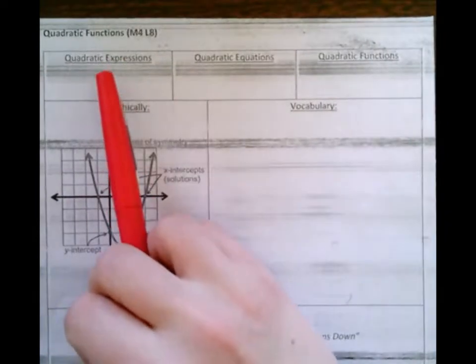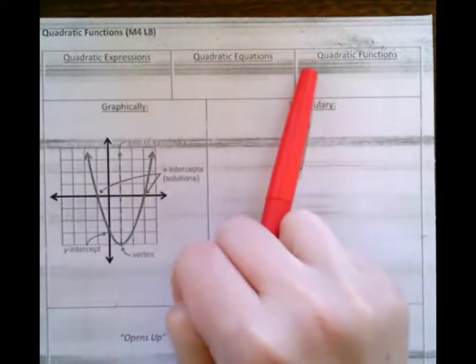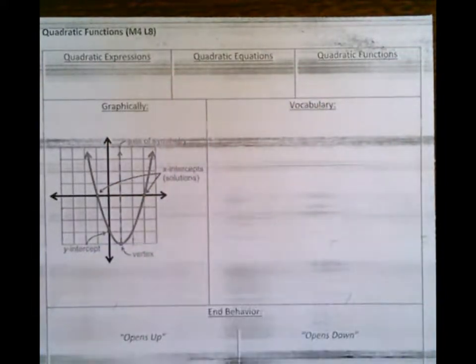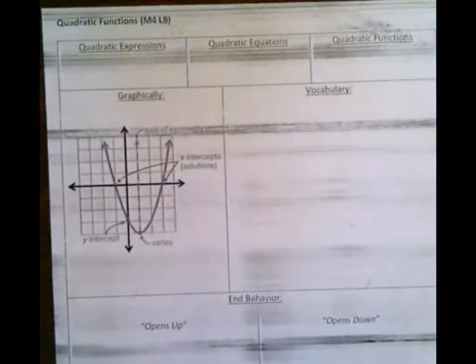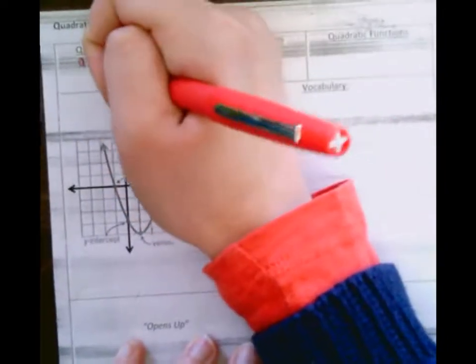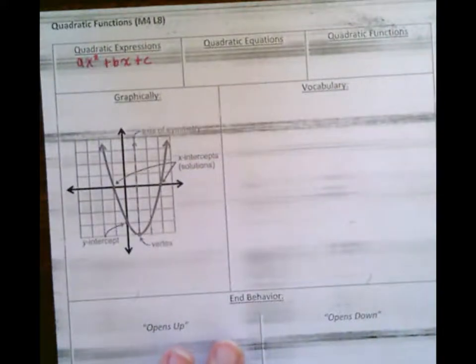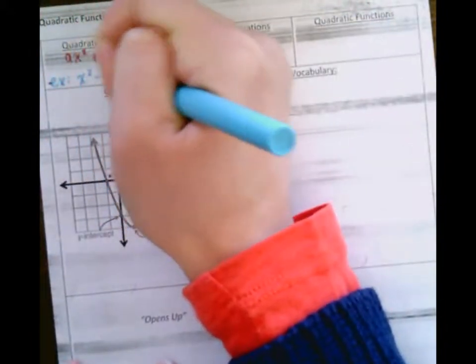Notice along the top of this worksheet, you see the words quadratic expressions, quadratic equations, and quadratic functions. We have already looked at quadratic expressions and quadratic equations, and now we're moving into quadratic functions. Quadratic expressions we'll see of this form. We call this the standard form of a quadratic expression, where you have ax squared plus bx plus c. This is an expression because there is no equal sign. It is not an equation. And an example, writing in a different color, would be something like x squared minus 6x plus 5.